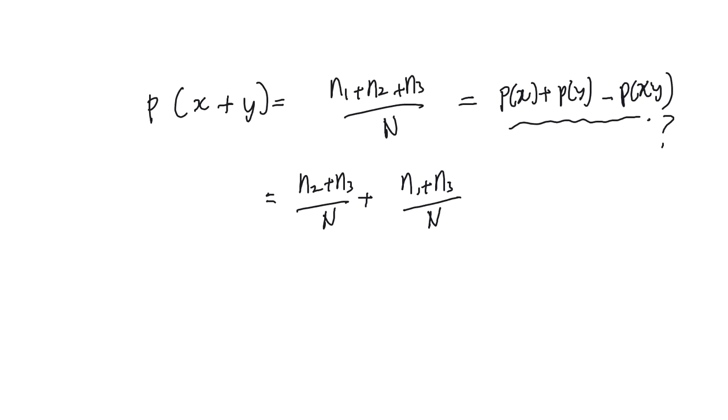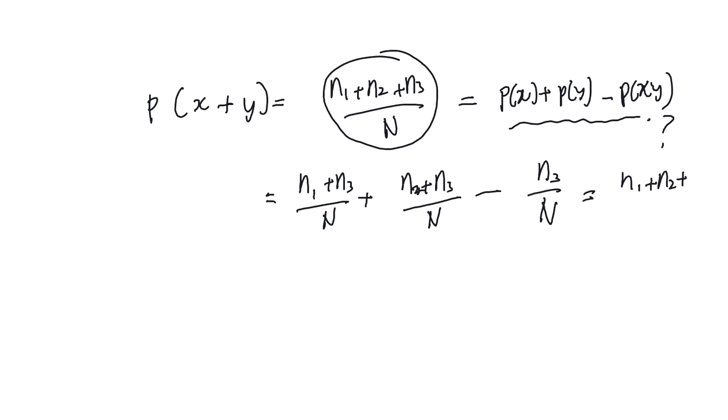Px is n1 plus n3 over n, py is n2 plus n3 over n, and minus pxy, which is n3 over n. So you end up with n1 plus n2 plus n3 over n. Okay.